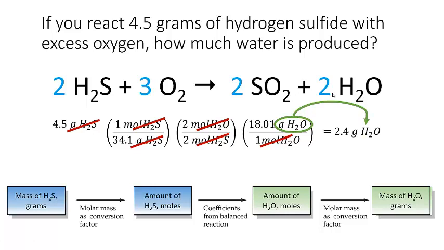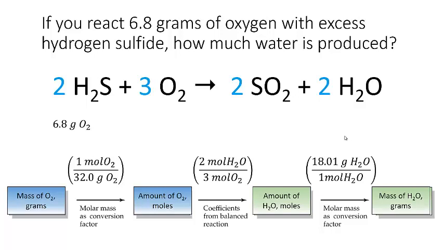And that's going to give us 2.4 grams if you multiply across. So I would have typed in 4.5 times 2 times 18.01, enter, divide by 34.1, enter, divide by 2, enter, and that gives me 2.4 grams.